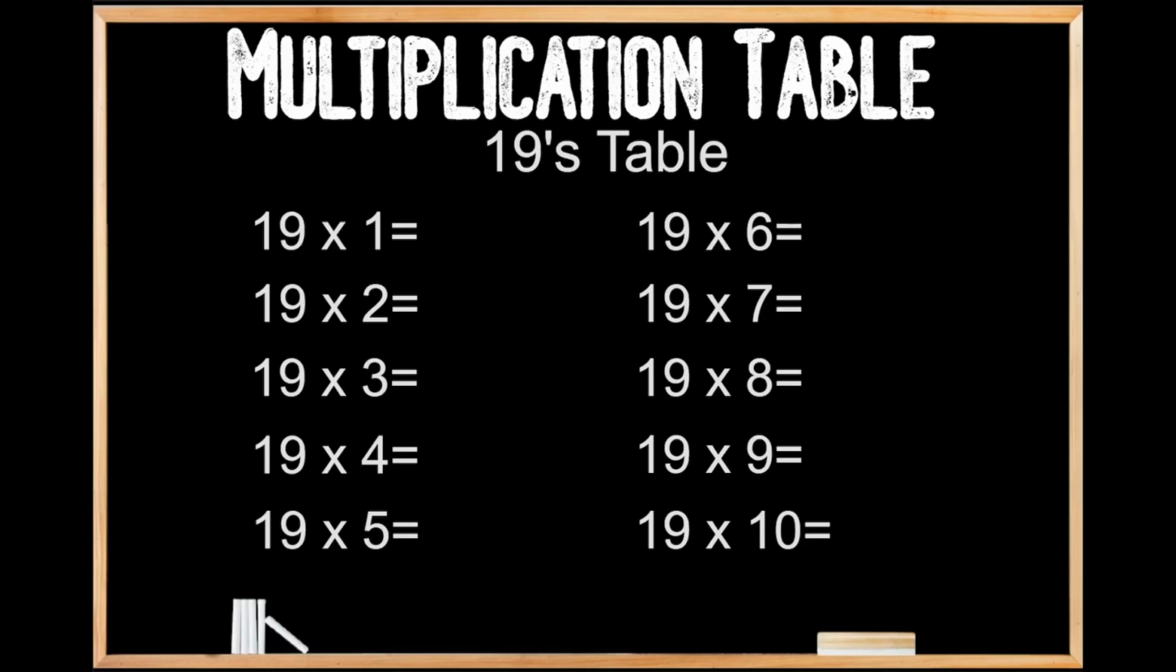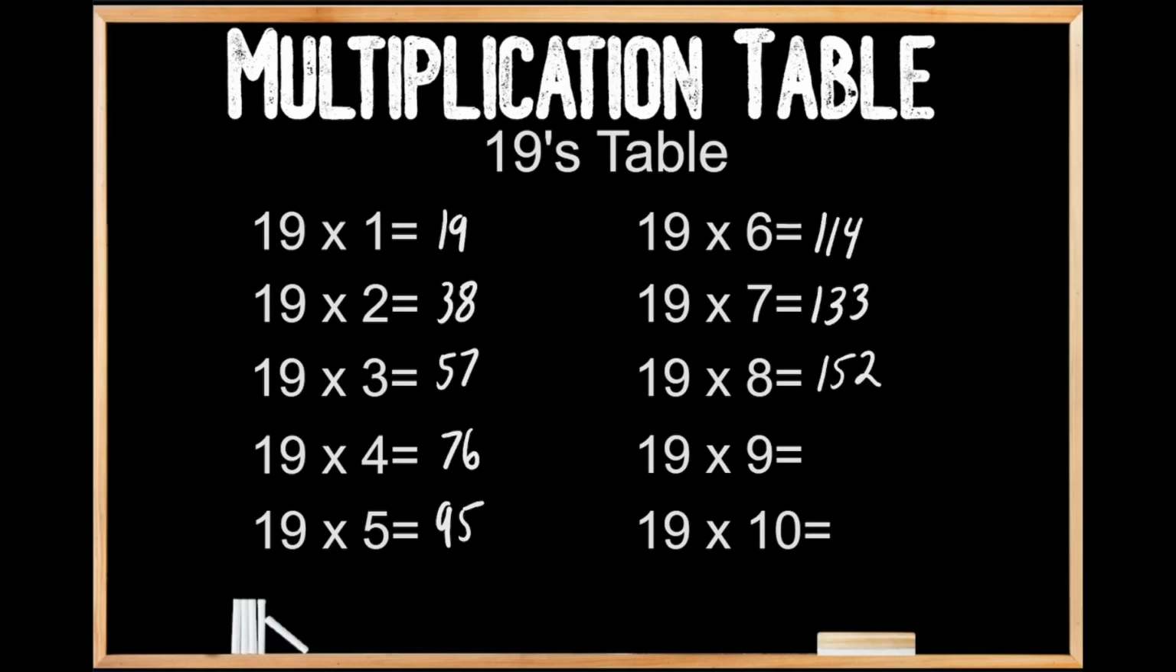19's table. 19 times 1 is 19. 19 times 2 is 38. 19 times 3 is 57. 19 times 4 is 76. 19 times 5 is 95. 19 times 6 is 114. 19 times 7 is 133. 19 times 8 is 152. 19 times 9 is 171, and 19 times 10 is 190.